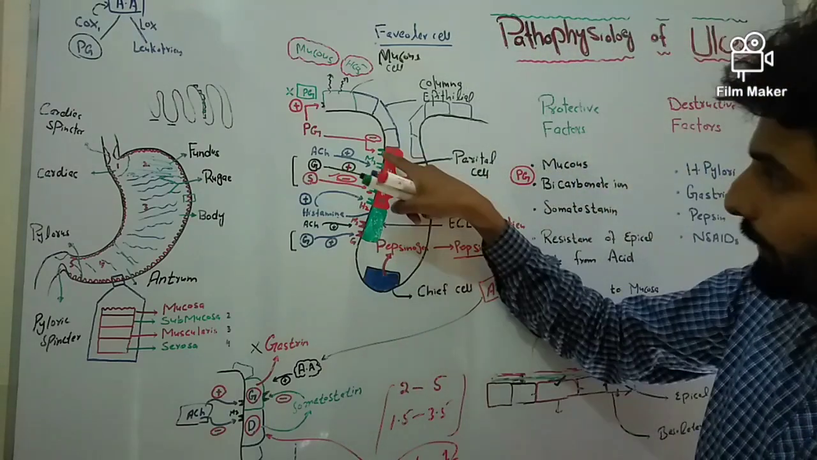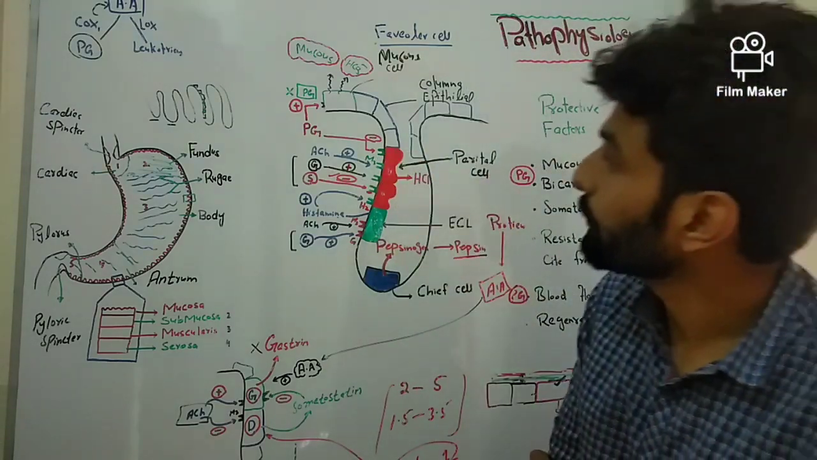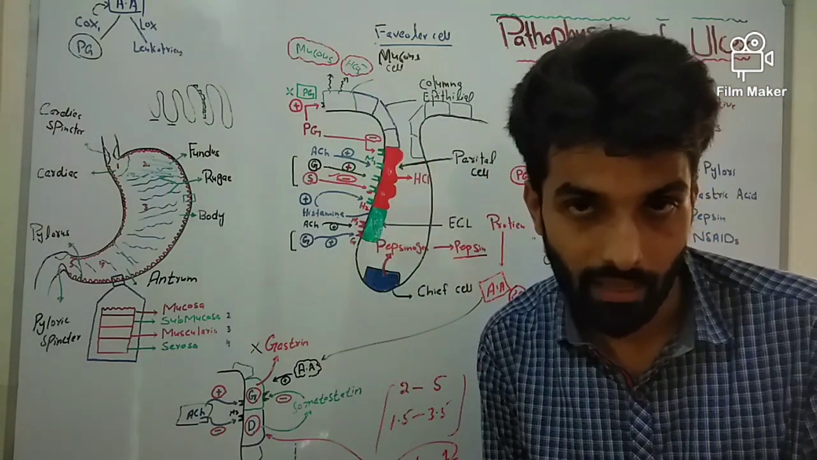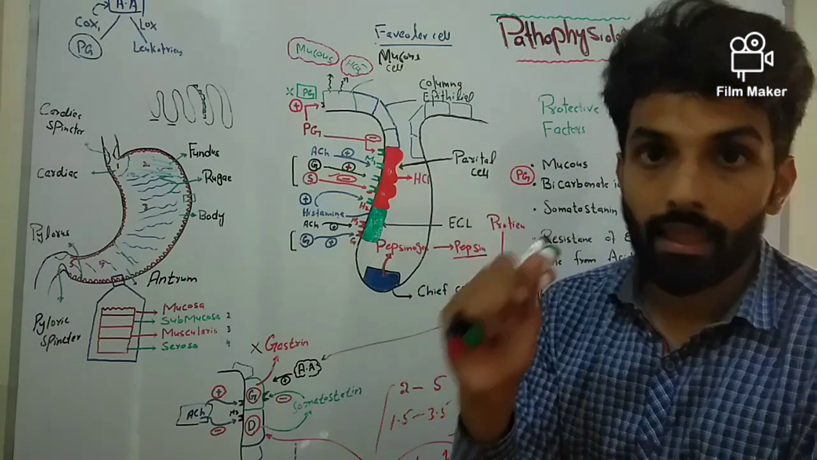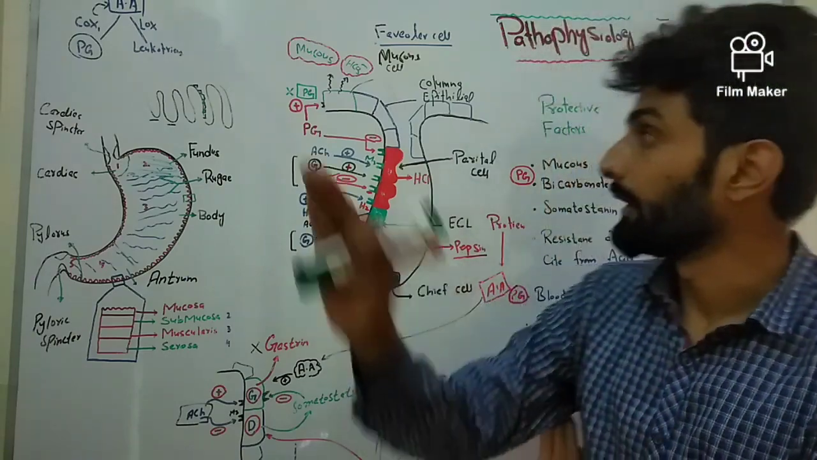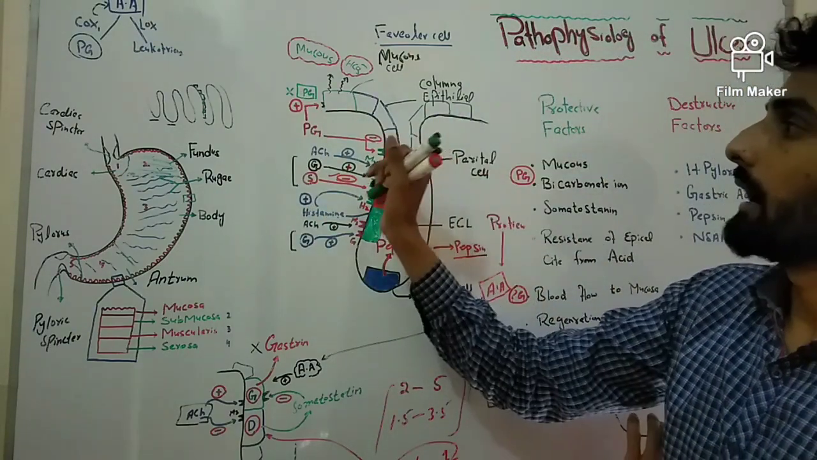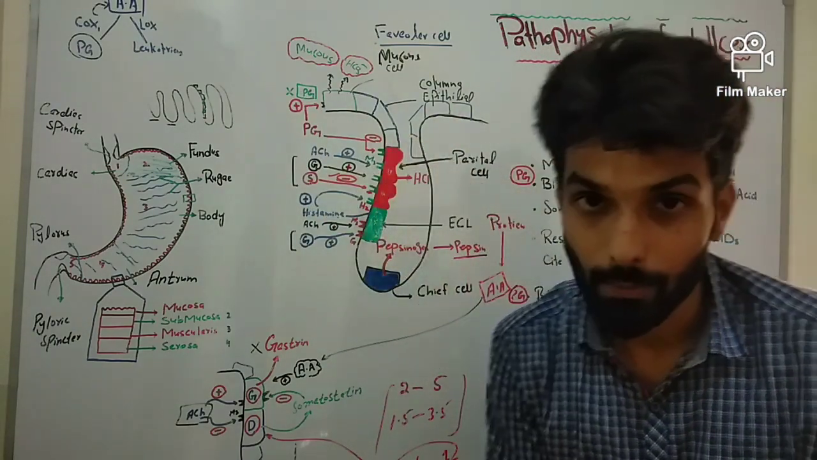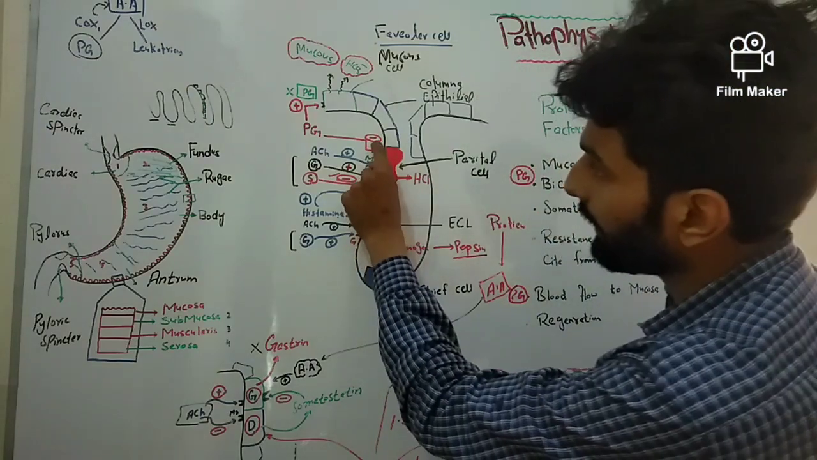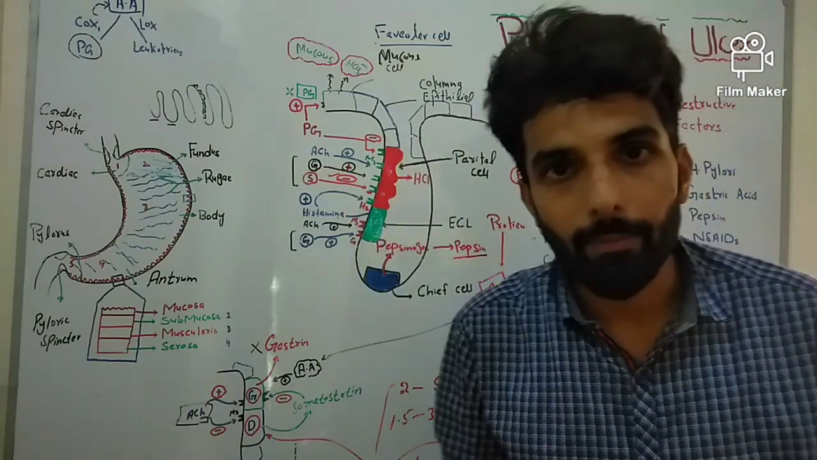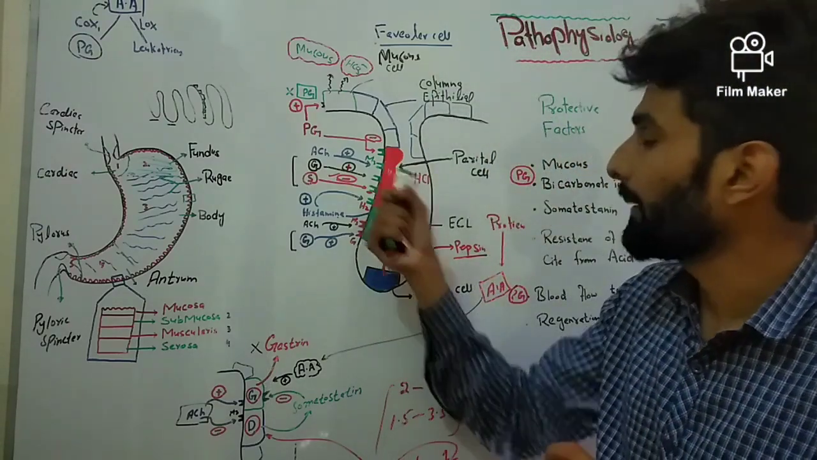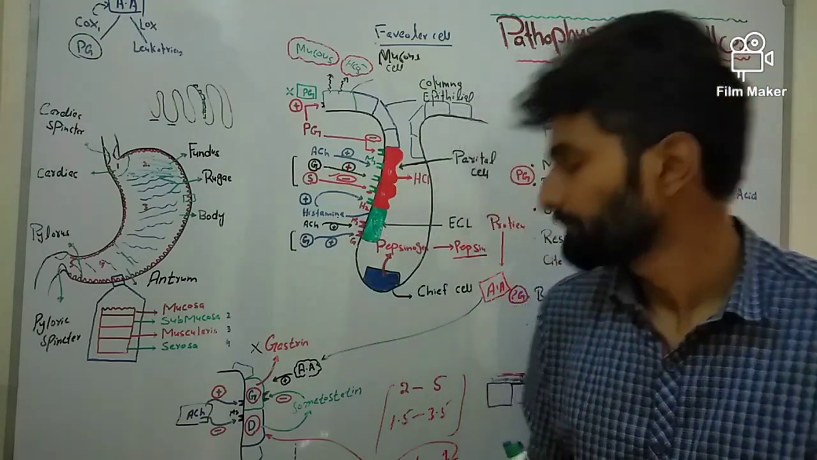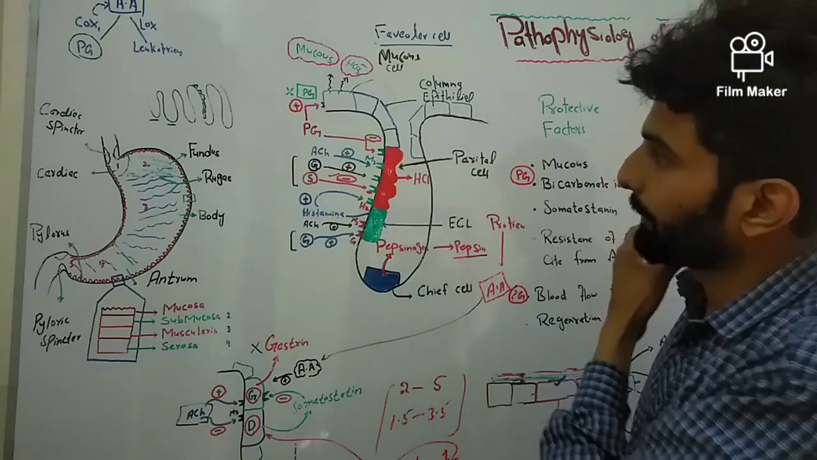Here you can see prostaglandin also has its receptors present on the parietal cell, and when prostaglandin acts on its receptor present on the parietal cell, it will decrease the secretion of acid from the parietal cell. Clear? Now come toward the parietal cell.